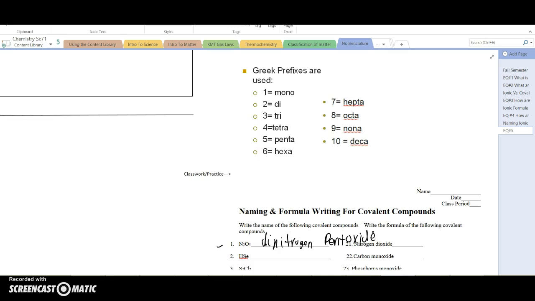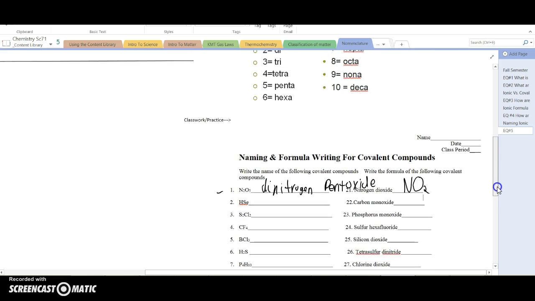If I have nitrogen dioxide, I'm just going to change that into a formula. So the symbol for nitrogen is N. I have no prefix, so I don't have a subscript. There's only one of them. Dioxide means 2 oxygen, so it's NO2. So we can see that this system is really quite simple compared to ionic compounds.